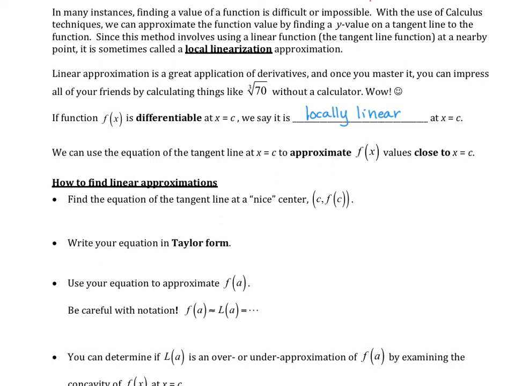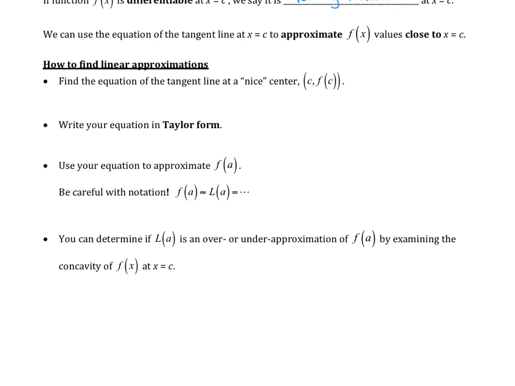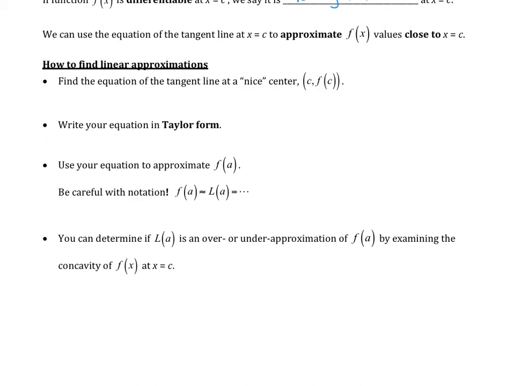Okay, so here's how we're going to do that. First of all, the first thing that we're going to do is find the equation of the tangent line at a nice point, at a nice center, maybe the point c, f of c. If we do that, the equation looks like this: y minus f of c, so y minus the y value, equals the slope times x minus the x value.